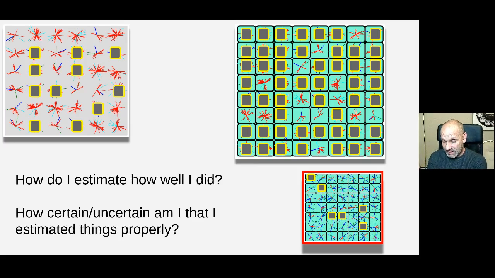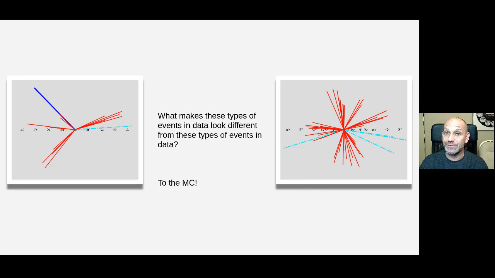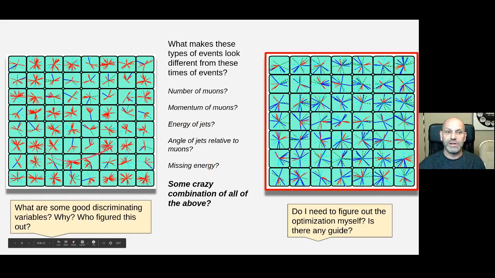And then at the end of it, you're going to have to estimate how well you did. You're going to have to figure out how certain or uncertain you are that you did things properly. And that will be not as much fun, but something we all have to do. So when I say you have to optimize, again, going back to these cartoon pictures, what makes one data event look different from another data event? And you don't really want to do this optimization with your data. You want to go to Monte Carlo and play around with it, because you've got the standard model predictions, and then you've got your new signal. And so you can play around with both of these.